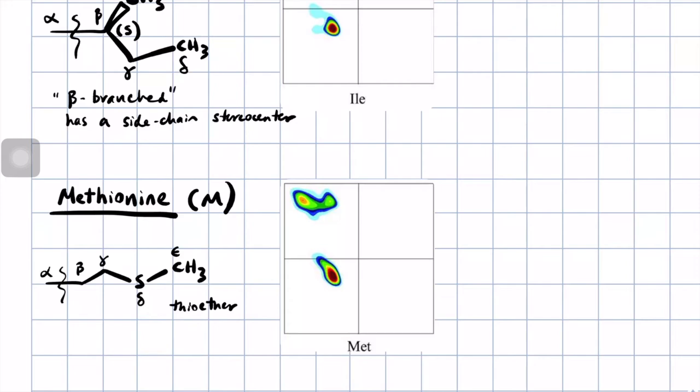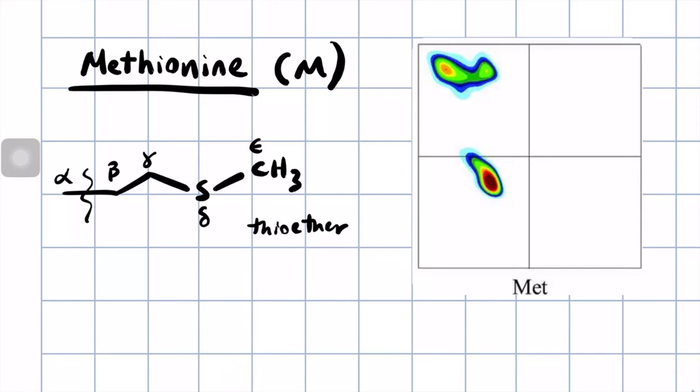Methionine is encoded for by the start codon in most organisms, and you'll learn about that in later biochemistry classes. One interesting feature of methionine is that even though it's relatively nonpolar, it is easily oxidizable, such that if you leave it out in air, you can make it form methionine sulfoxide, which would be like this.